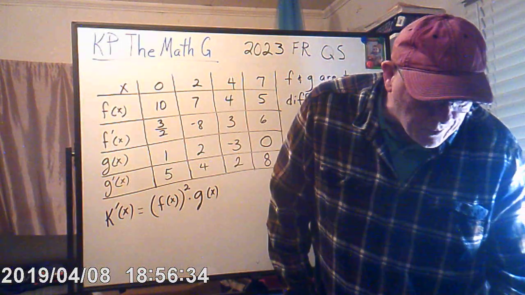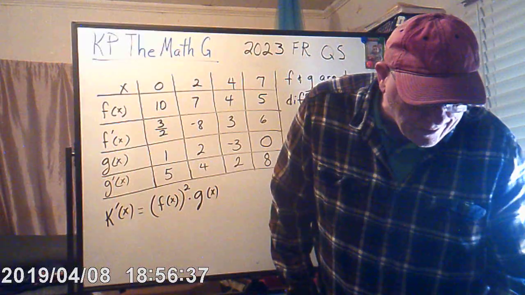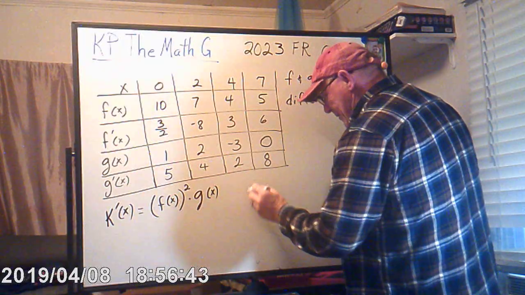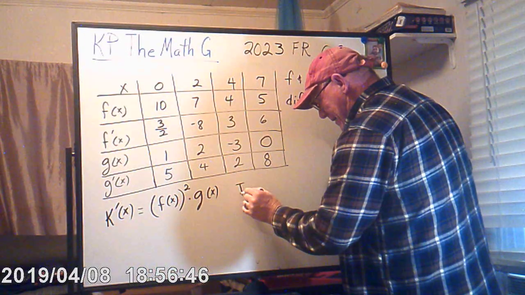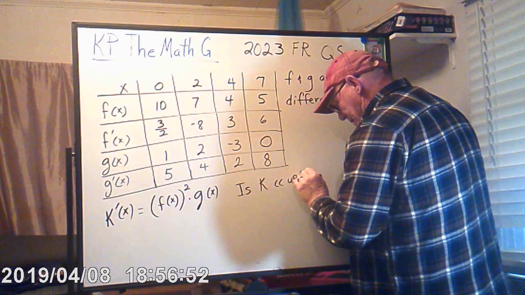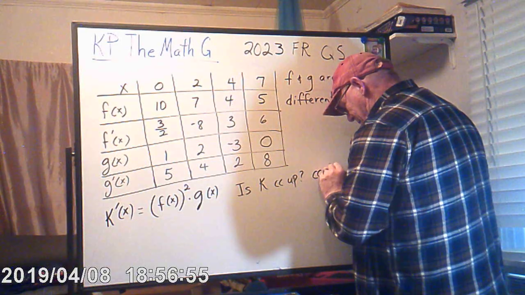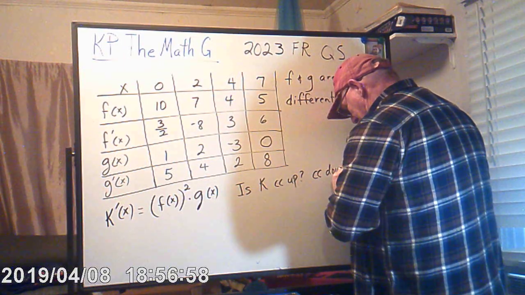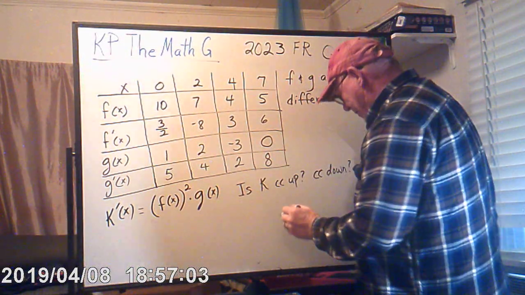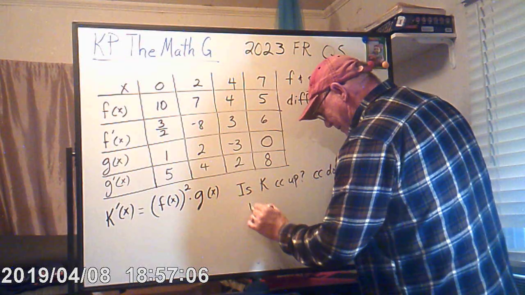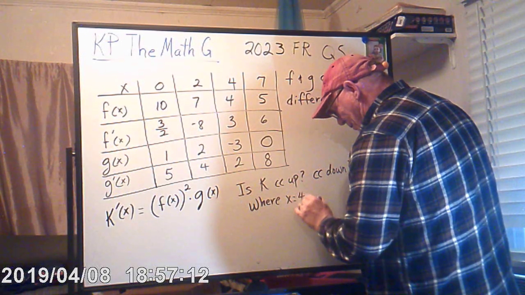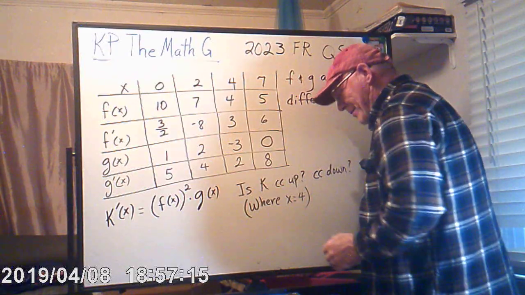So is the graph K concave up or concave down? We're asking, is K concave up or concave down? And we're looking at where x equals 4.